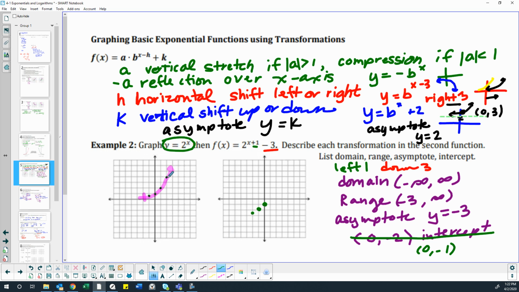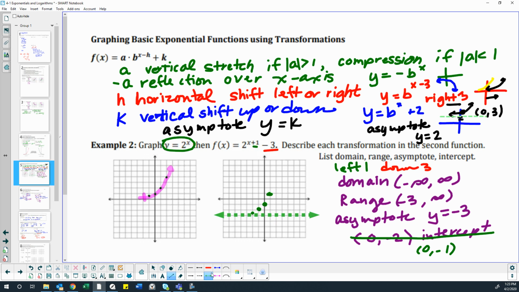Okay, and then lastly, we have this point at 2, 4. So that point's going to go left 1 and down 3. Now we have a new graph to connect. It would be good, though, to have our asymptote in there. I'm going to do the asymptote like this. So our asymptote, remember, is at -3.